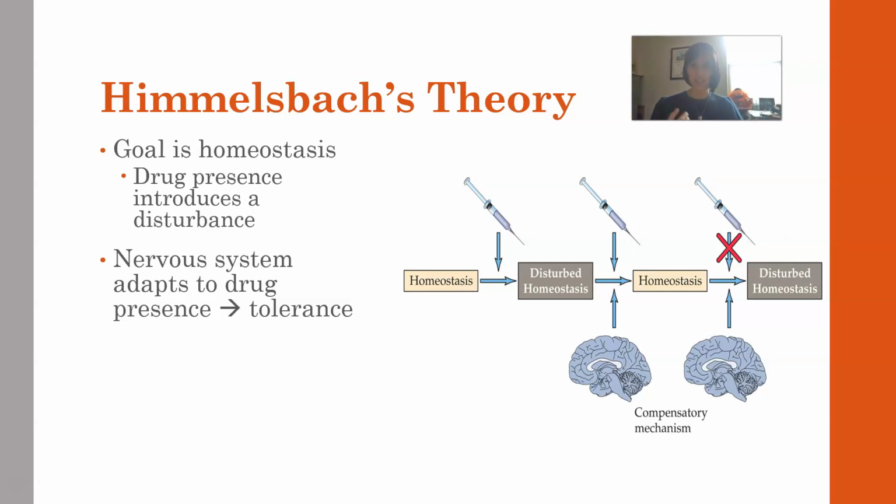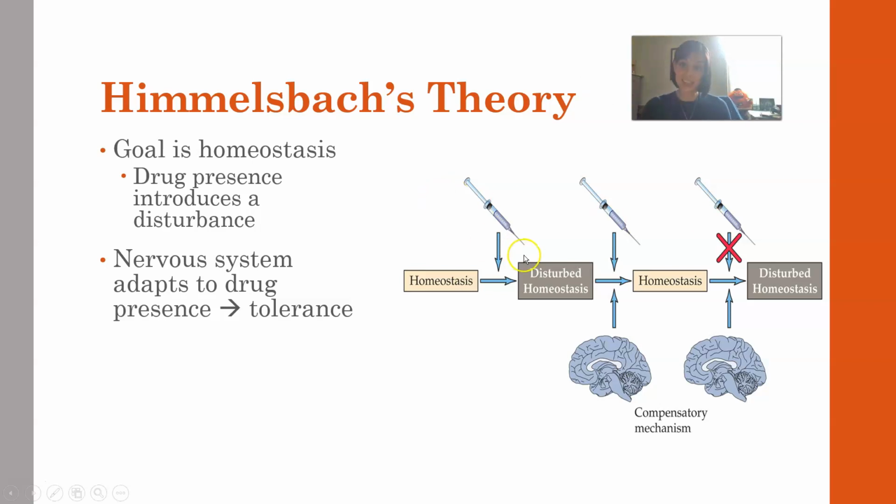So something that is similar to the opponent process theory that we talked about before when we talked about different models of drug addiction is a theory that was developed by Himmelsbach. And he specifically developed this theory with respect to opioids and withdrawal and drug tolerance. So the goal of your body at any given point is homeostasis. Your goal is to be in balance. You don't want to be too hot. You don't want to be too cold. You don't want to be too hungry. You don't want to be too full. You don't want to be too thirsty. You don't want to be completely overlogged with water. So the goal is balance.